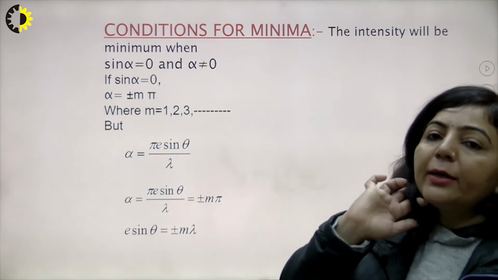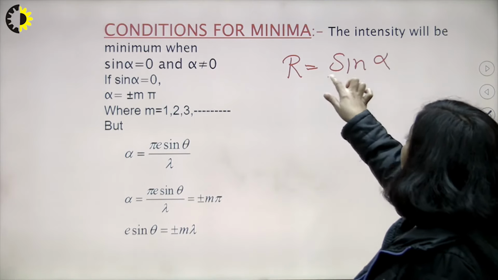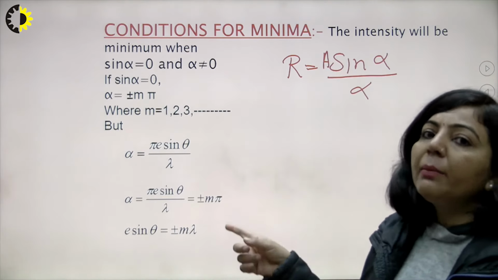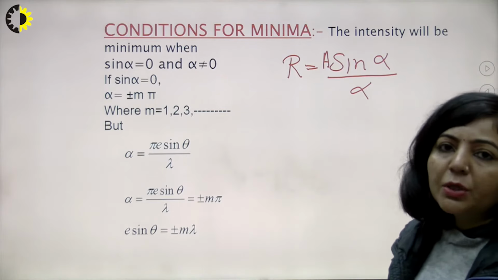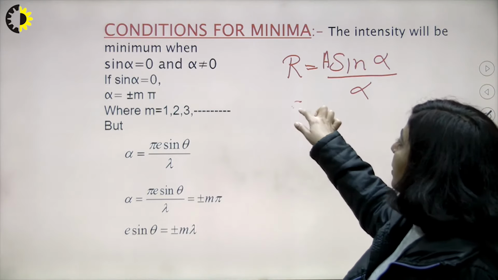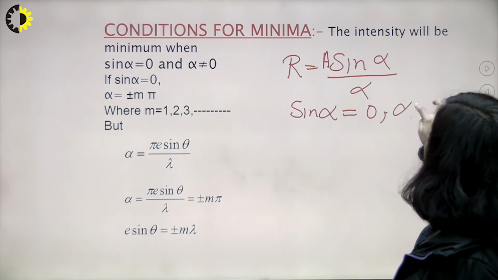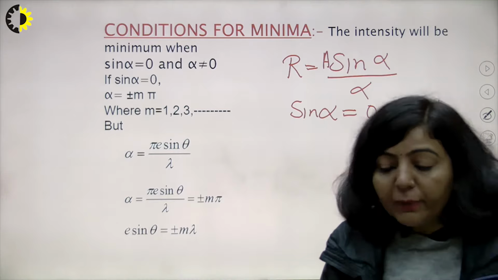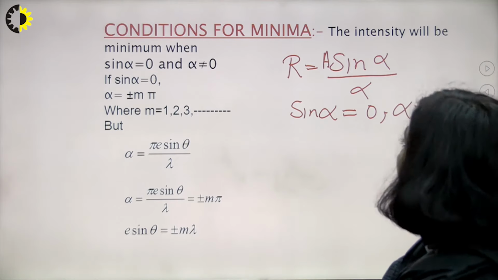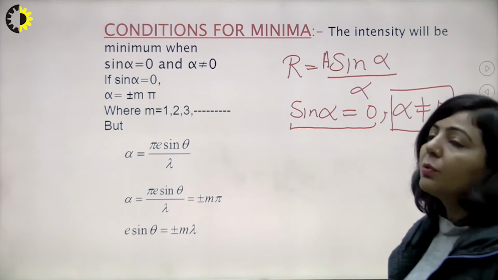Now we are going to decide the condition for minima. Again I am going to refer to the same result, that over point P, the resultant amplitude is A sin alpha upon alpha. So according to this, R will be minimum if this numerator is equal to 0, and you get minimum intensity. The condition under which you can get R as 0 is sin alpha 0, but alpha should not be equal to 0. Because if alpha is 0, then sin alpha upon alpha is 1, and that is the condition of principal maxima. So for minima, sin alpha should be 0, but alpha must not be equal to 0.